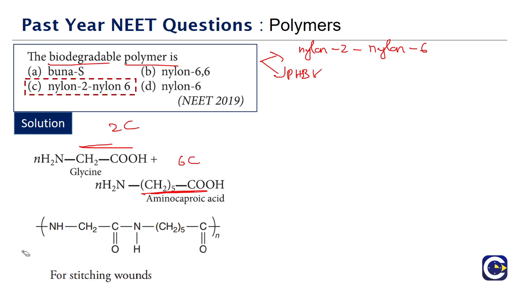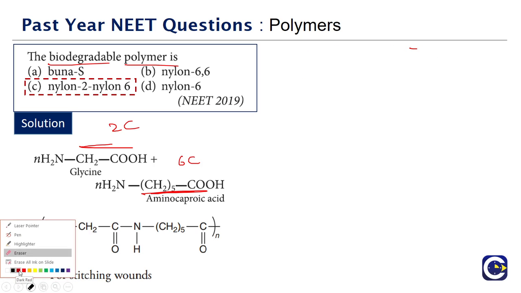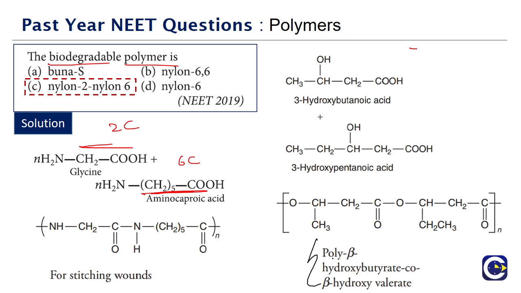The other one, PHBV, is the polymer of 3-hydroxybutanoic acid and 3-hydroxypentanoic acid. So the PHBV, the full form is poly beta hydroxybutyrate co beta hydroxyvalerate. So this is another example for the biodegradable polymer.